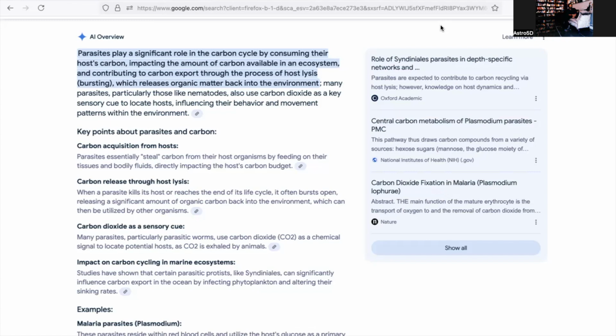Now, I'm not going to get too deep into parasites because I did a whole lecture on that, but let me just connect something. Parasites play a significant role in the carbon cycle by consuming their host's carbon, impacting the amount of carbon available in an ecosystem and contributing to carbon export through the process of the host bursting, which releases organic matter back into the environment. So, parasites. You know what I said in my other video about parasites, but let's just say that they can host your body in a way to make you act other than yourself, possession, consuming up the available carbon that you have in your body, which is composed of 18% carbon.